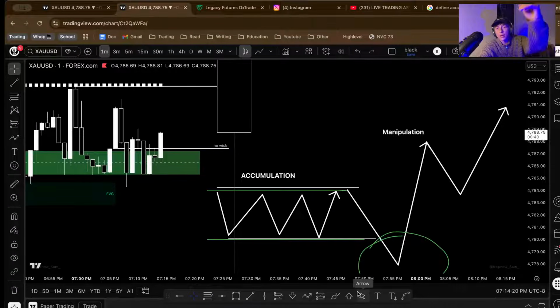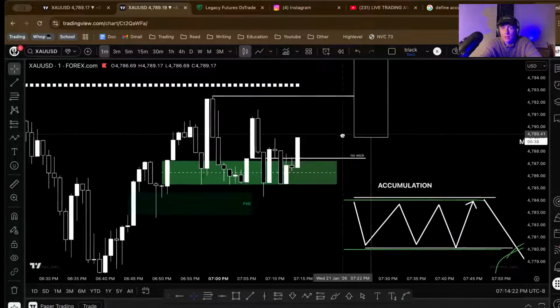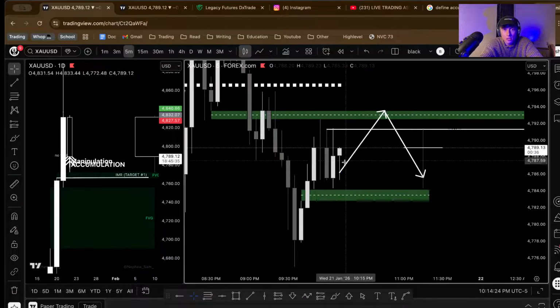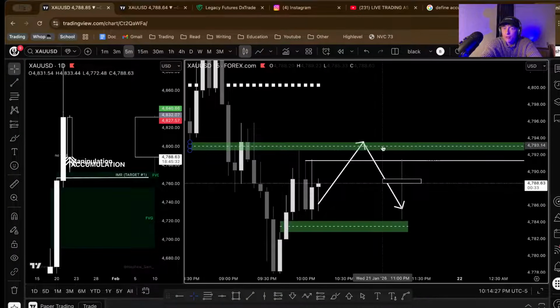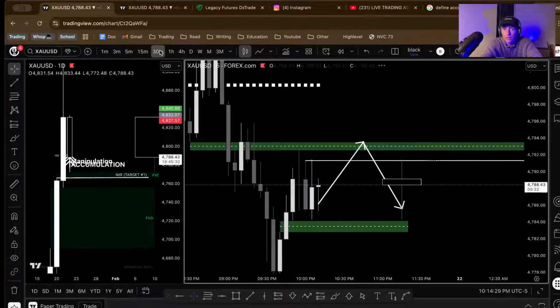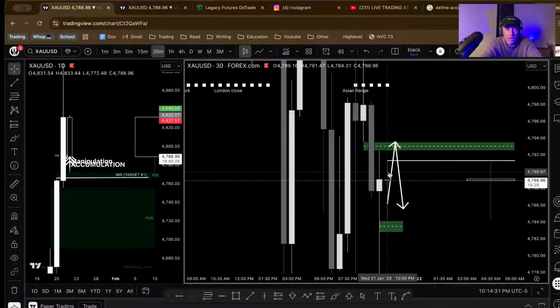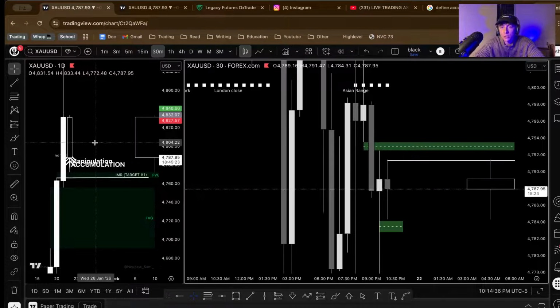Once it leaves the range, that's when we're going to be looking for that setup, right? And when it leaves the range and takes out these highs, there's a 30-minute fair value gap right above, 30-minute time frame. That's all I'm looking for. Once it taps into this gap, I'm looking for sells. But for now, we're still inside of that accumulation phase. You don't want to be getting cooked.